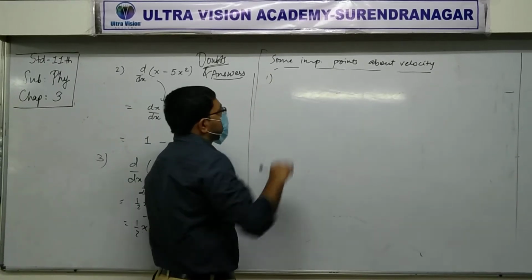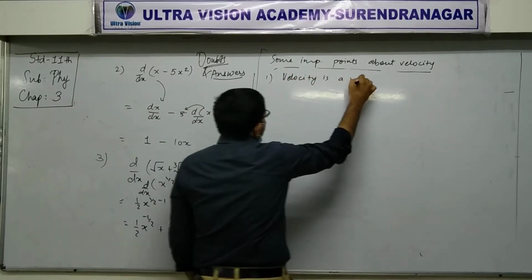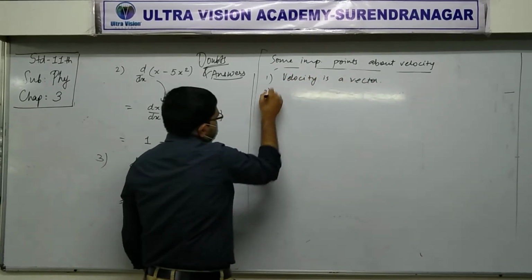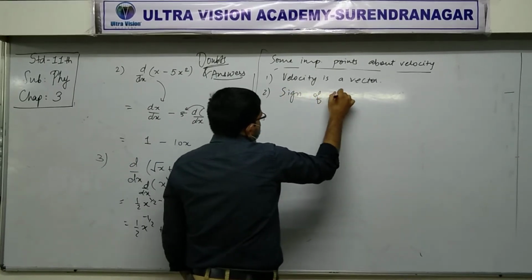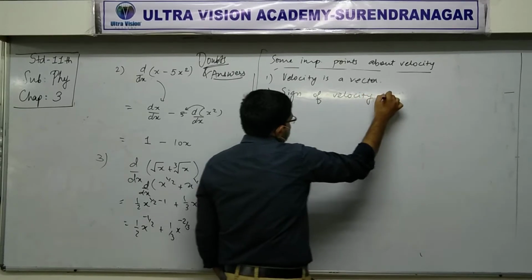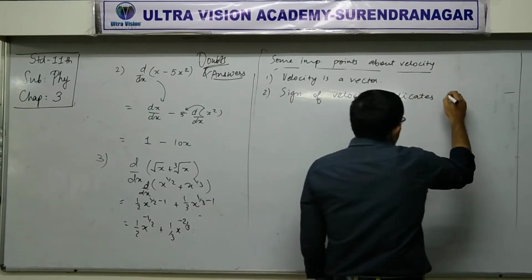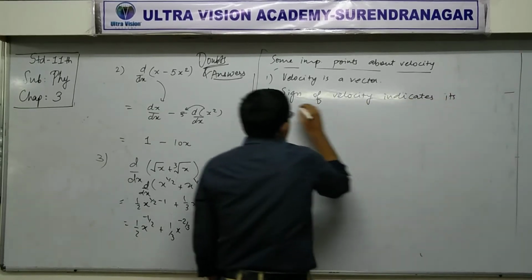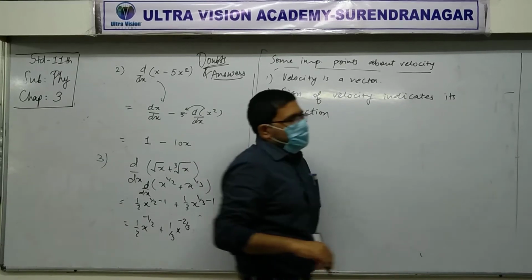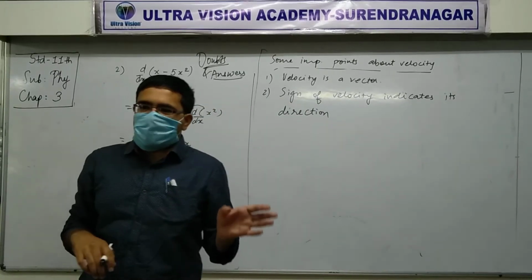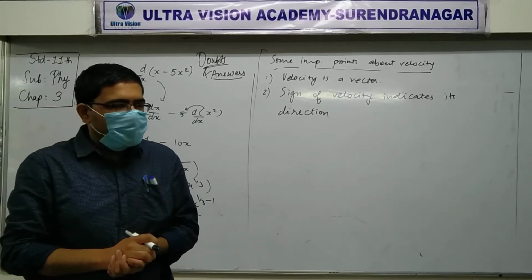First, velocity is a vector. Second, the sign of velocity indicates direction. This is actually a common property of all vectors. That is, if velocity is positive, it will be one way. If velocity is negative, it will be the other way. Okay or not okay?